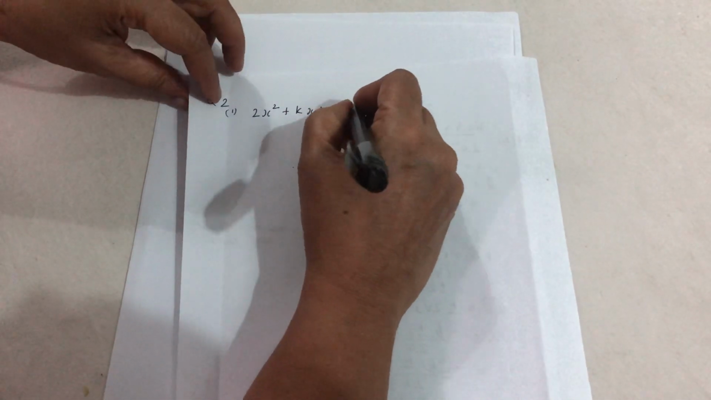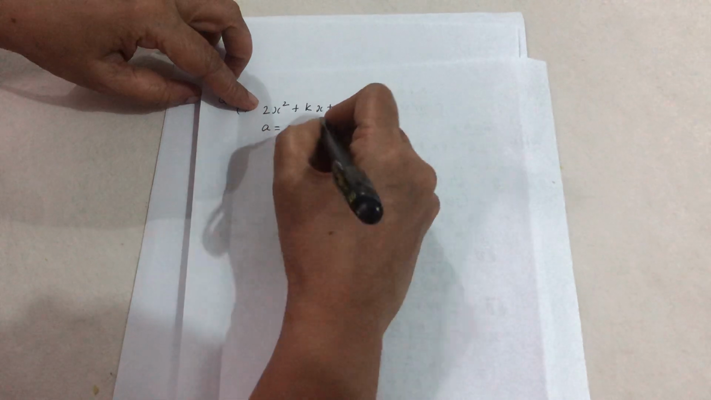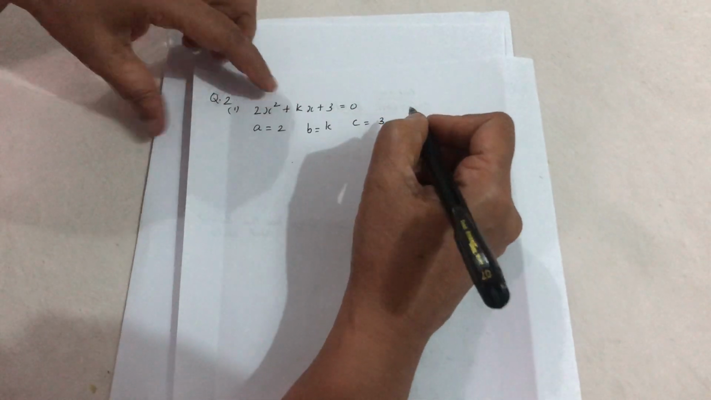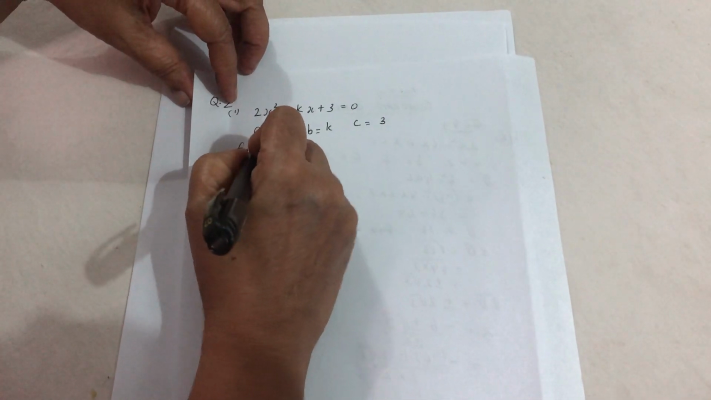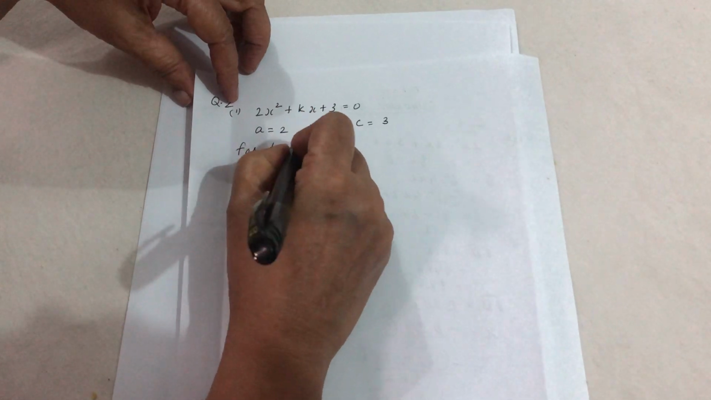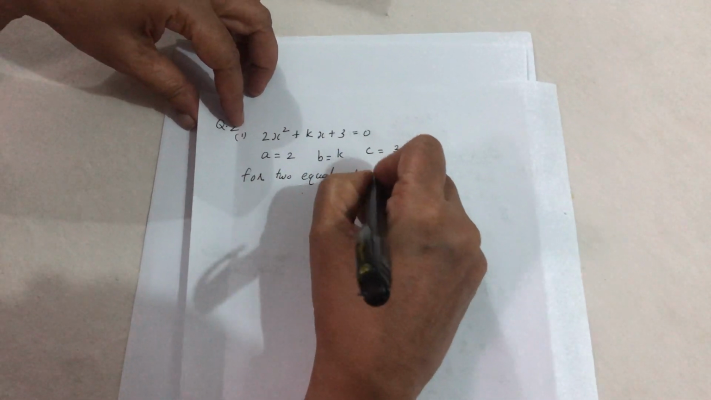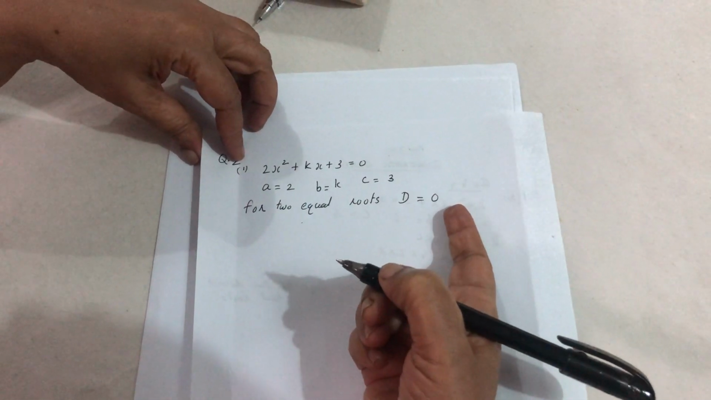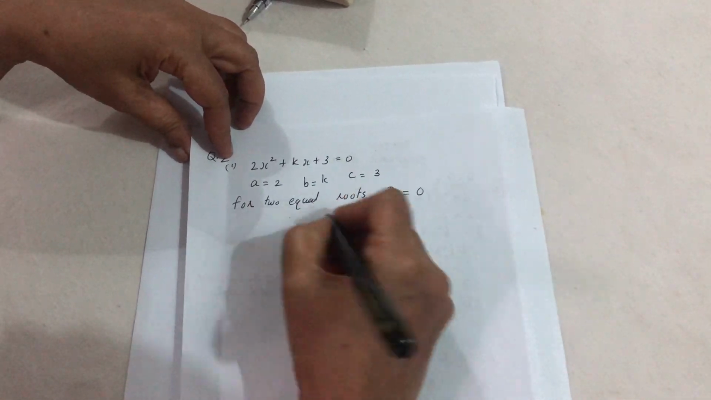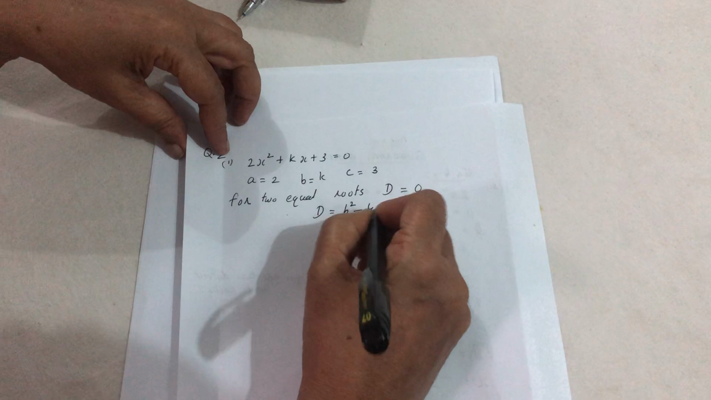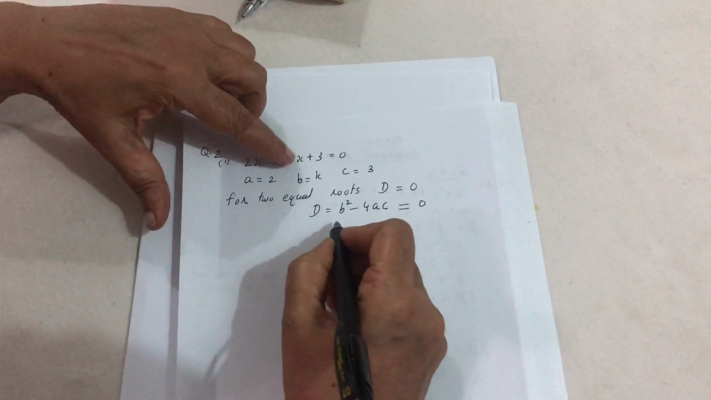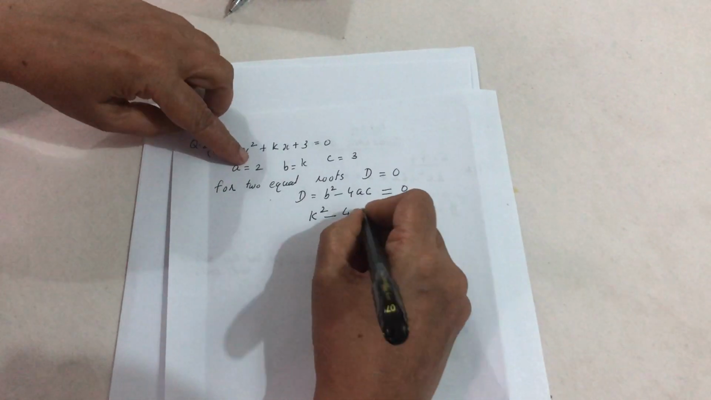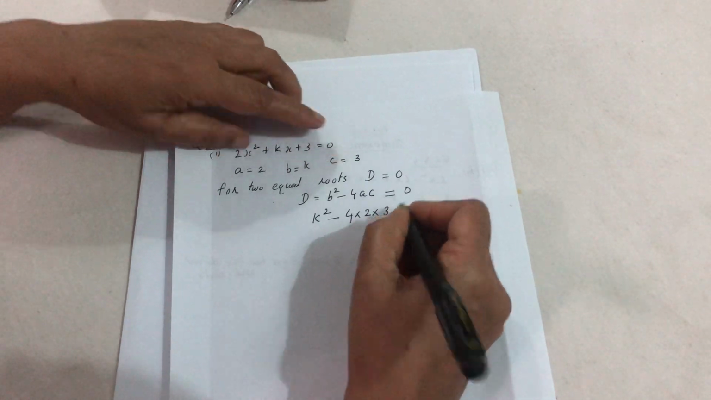Therefore, here what is the value of a? A is 2, b is the coefficient of x, which is k, and c is 3. So for two equal roots, D is equal to 0. What is our D? B squared minus 4ac equal to 0. So D is equal to b squared minus 4ac, that equals 0. B squared is k squared minus 4 into a is 2, c is 3 equal to 0.